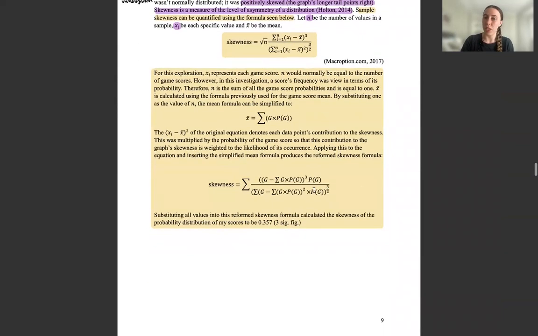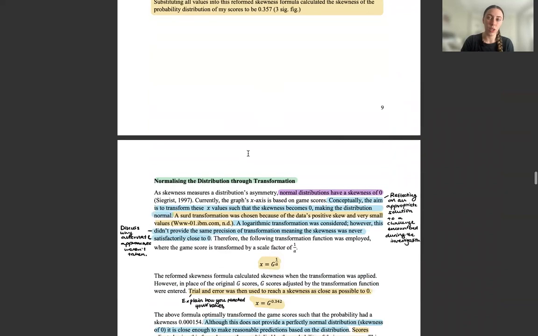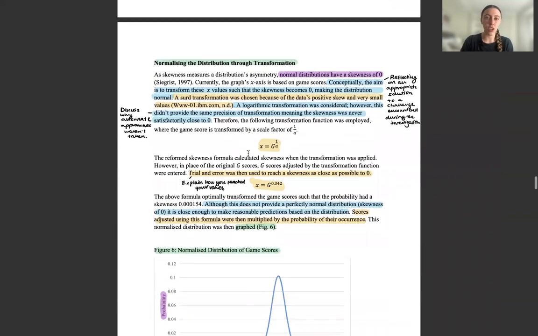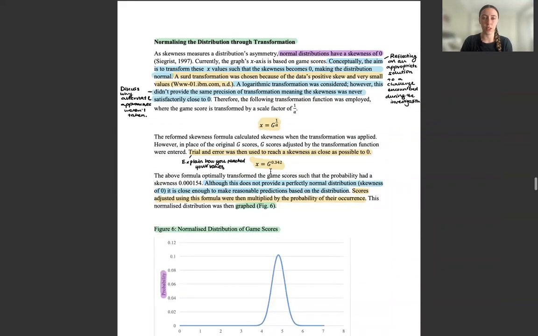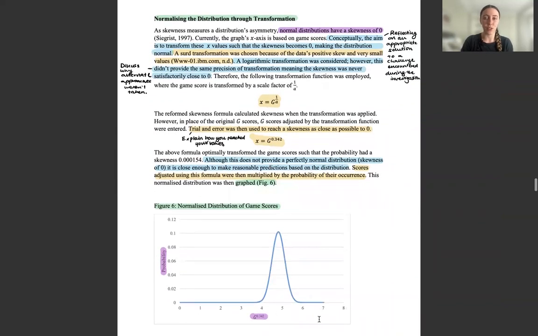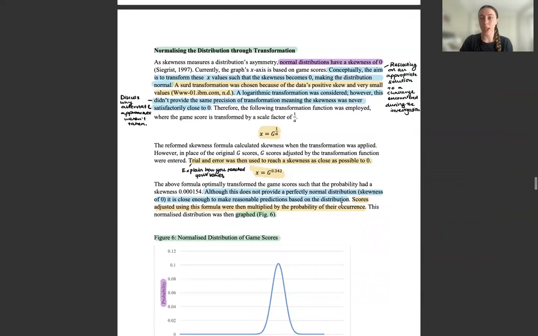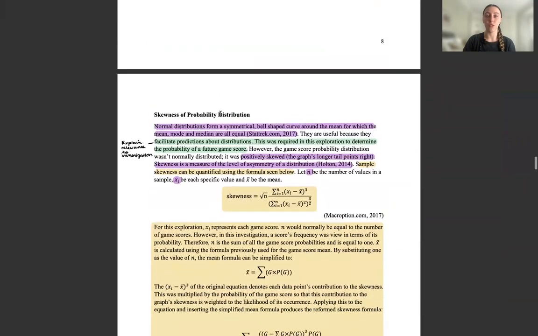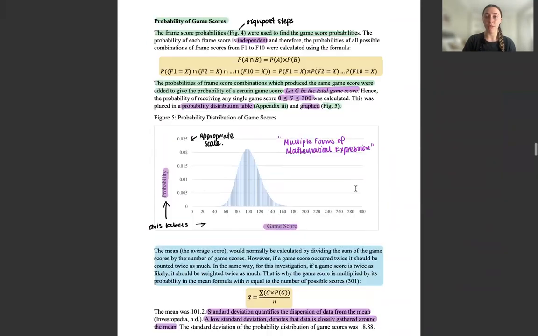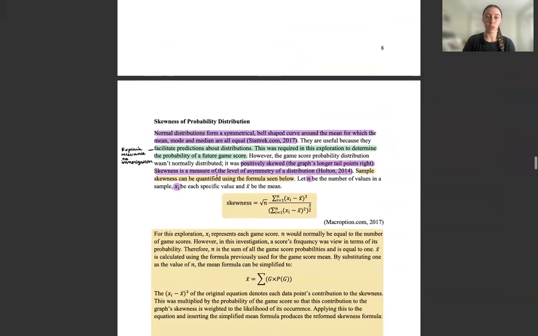So anyway, that was just me adapting the skewness formula to the context of my investigation. And then I normalized the distribution. I kind of transformed the x-axis values so that it would become a normal distribution. Again, the maths here is not that important, because obviously this was something that I spent more than 30 hours on doing, but the important concept is that I'm facing this issue of, okay, I've mapped the probability of my game scores.